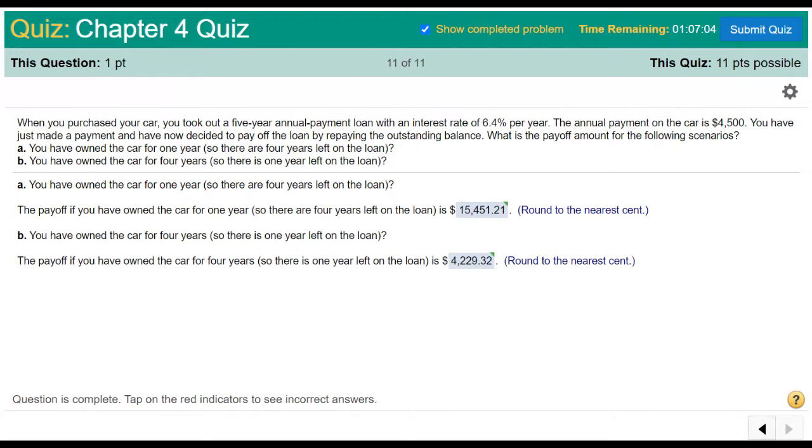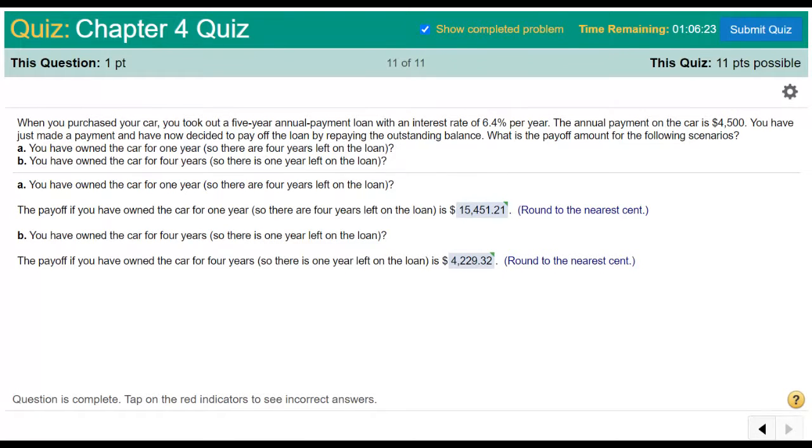Present value. I'm sorry. No, scratch. N equals 4. IY equals 6.4. Payment is 4,500 negative. Future value is 0 and compute for present value. And then for the year 1, Professor, can you please explain again? Thank you.